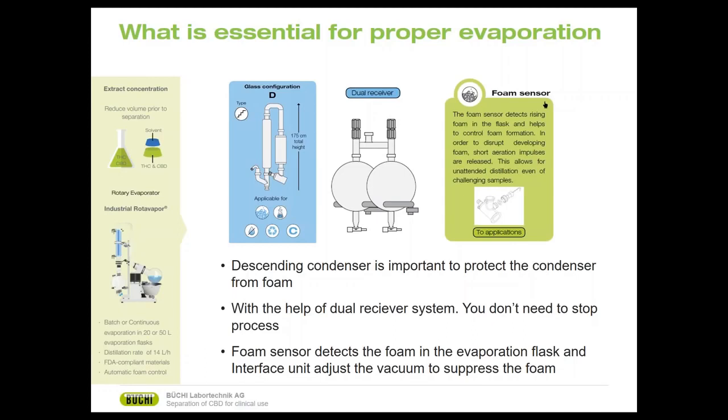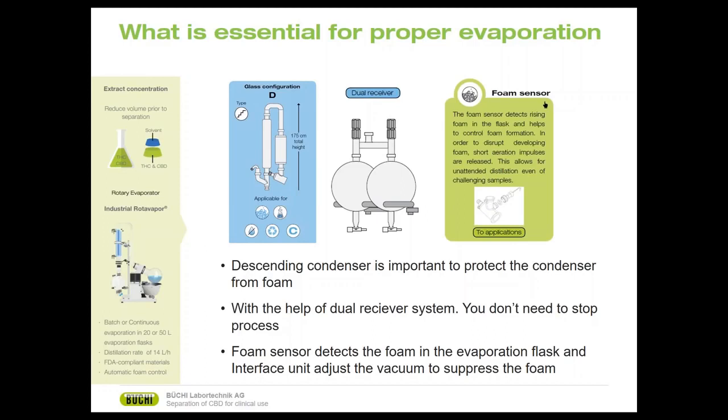If the foam goes into the condenser, in this part I want to tell you cannabis is a natural product, and once we put our cannabis under vacuum with high temperatures, which is the rotary evaporation, it starts to foam. So if the foam goes into the condenser, it will decrease your evaporation efficiency and it is very hard to clean. With the help of the dual receiver system, this is the second one, you don't need to stop the process.